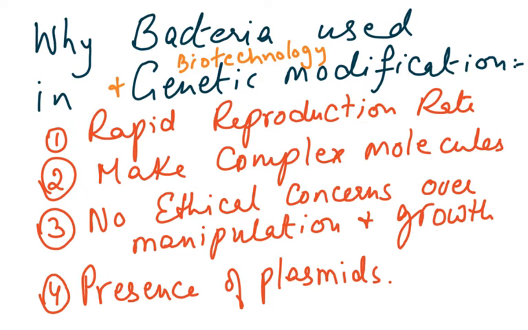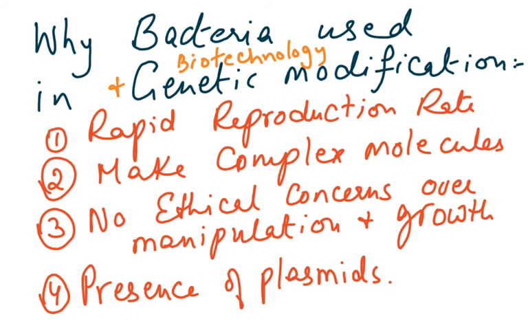Like we take the gene for insulin from a human being and put it in the plasmid and then put the plasmid back into bacteria. Now we've got genetically engineered, genetically modified bacteria, and these will produce insulin for us. Bread making is biotechnology, but genetically modifying bacteria to produce insulin is genetic modification. Okay, now why do we use bacteria?